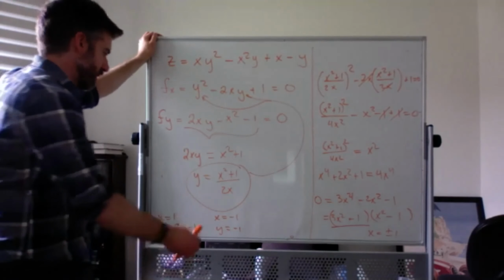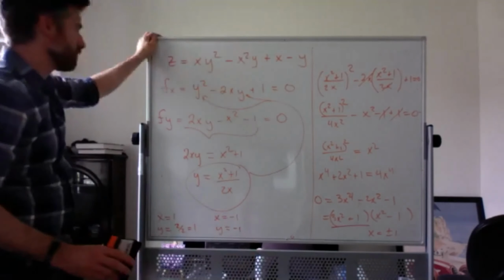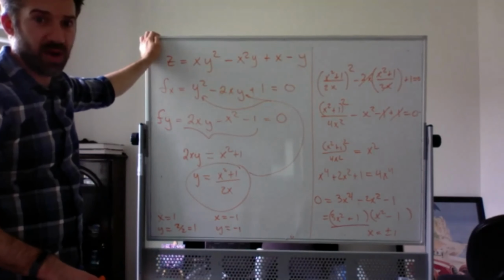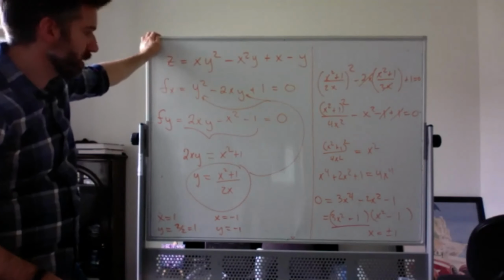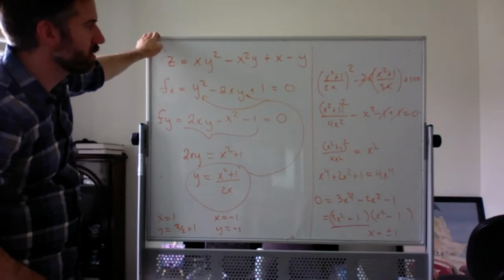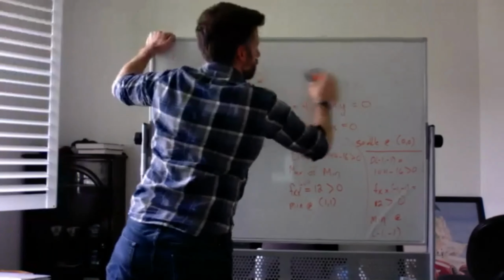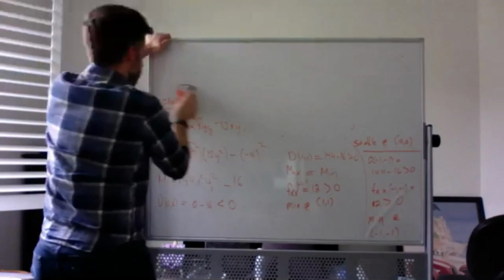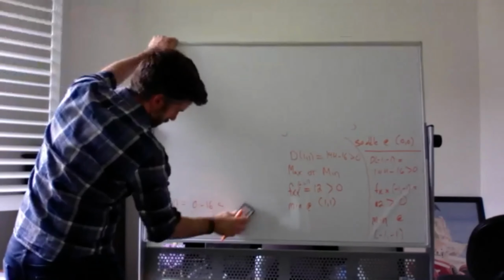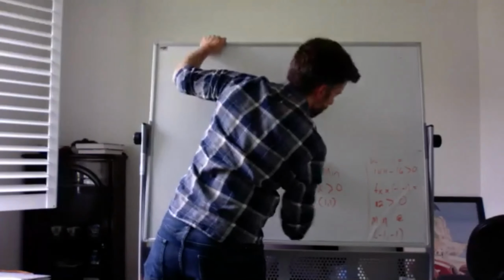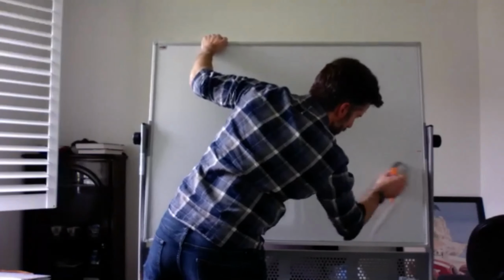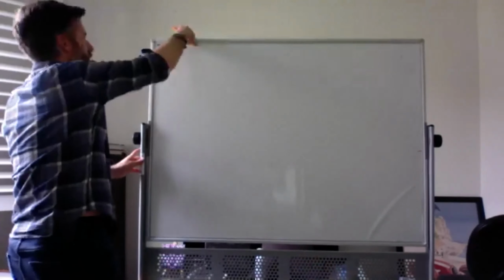All right. Let's classify them. So go ahead and start finding fxx and fyy and fxy. So back to what we had, sorry. Fx was minus 2x plus 1.